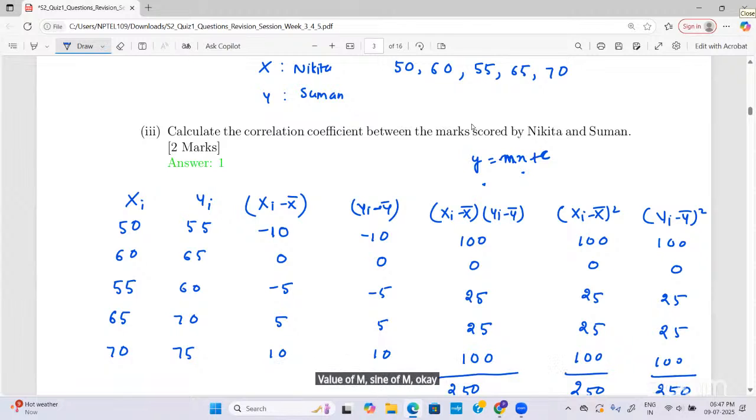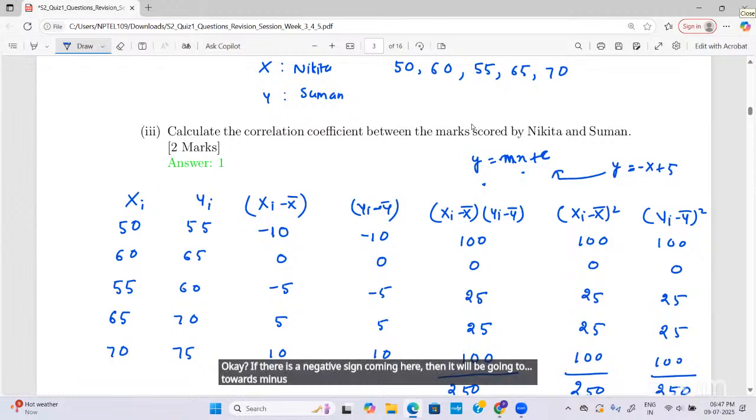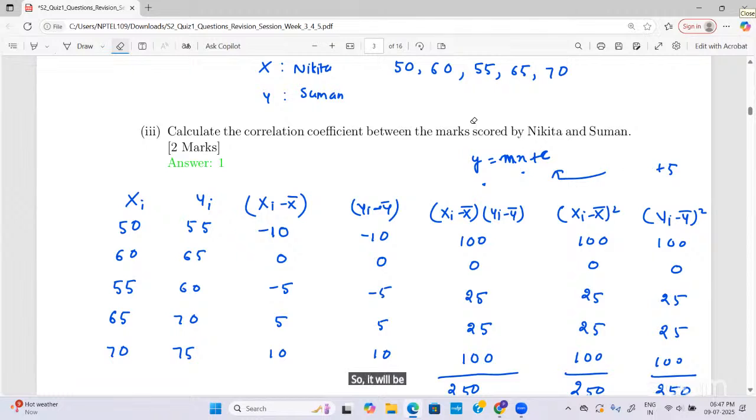Here you can see that y is equal to x plus 5. So it is following this format. So there is a strong positive correlation, and the correlation between them is 1. If there is a negative sign coming here, then it will go towards the minus 1 side. So it will be in the opposite direction, but a strong relationship.